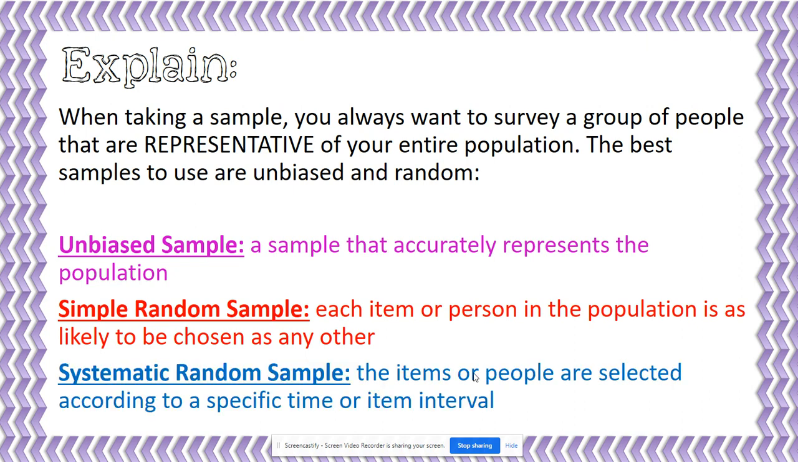A systematic random sample is another type of unbiased sample, and in this type, the items or people who are chosen for the sample are chosen based on a specific time or item interval. An example of this would be a principal wants to know about everyone in his school. So he stands at the entrance of the school and surveys every 20th person who enters. Everybody in the population, which means everybody at the school, would have had a chance to be selected for that survey. However, he chose the people based on a specific interval. So every 20th student who entered the door, that is a system that he uses to select his students.